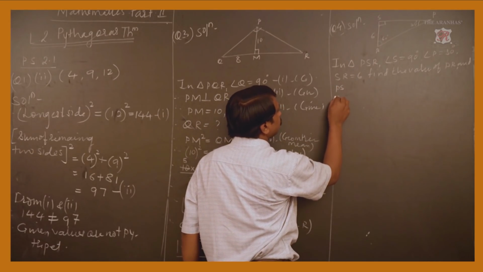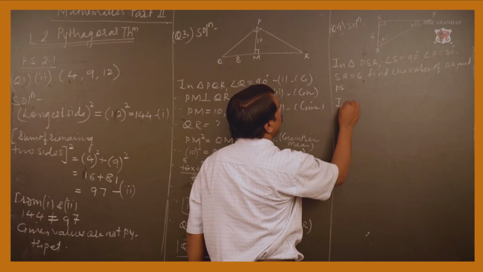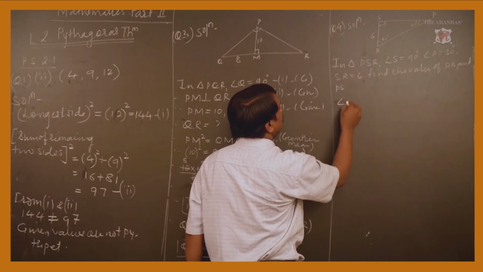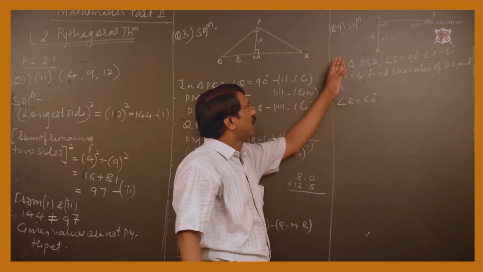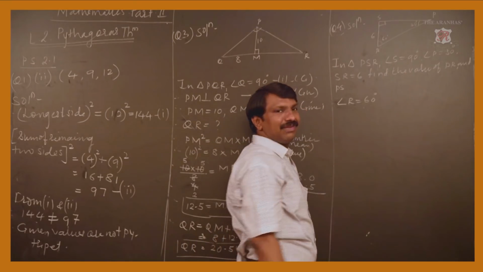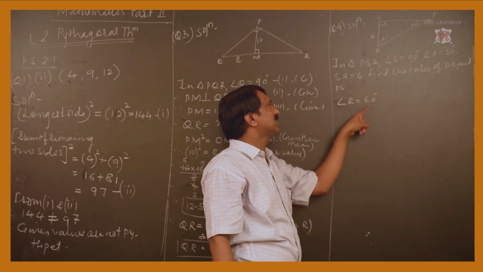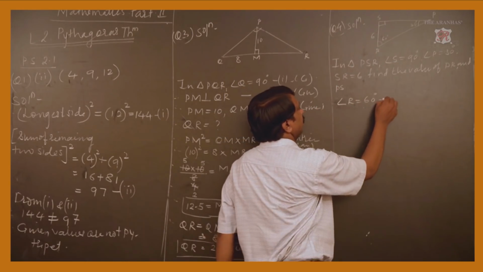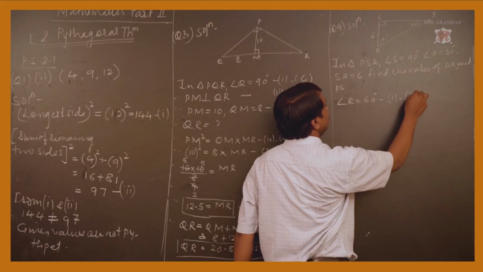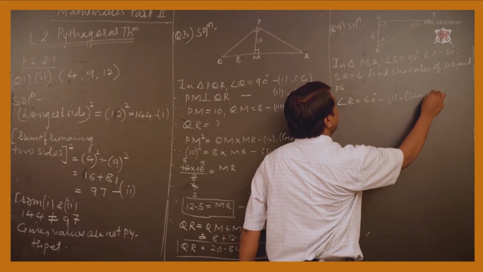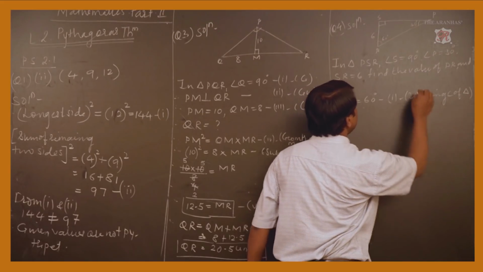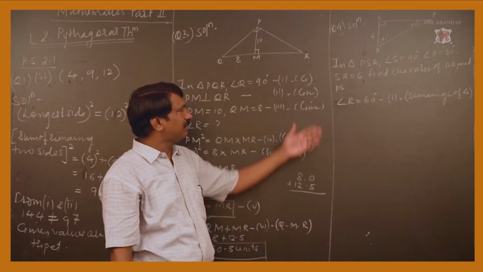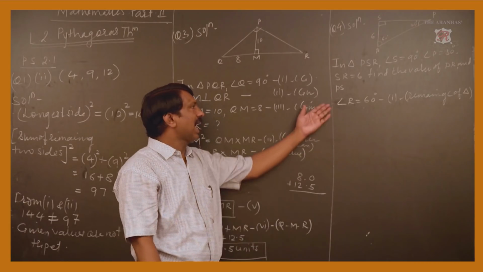That will be here: angle R is equal to 60 degrees. We will write it first, because these points are already given in the solution. We can mention angle R is equal to 60 degrees. This is the remaining angle of a triangle, which means we applied the angle addition property.